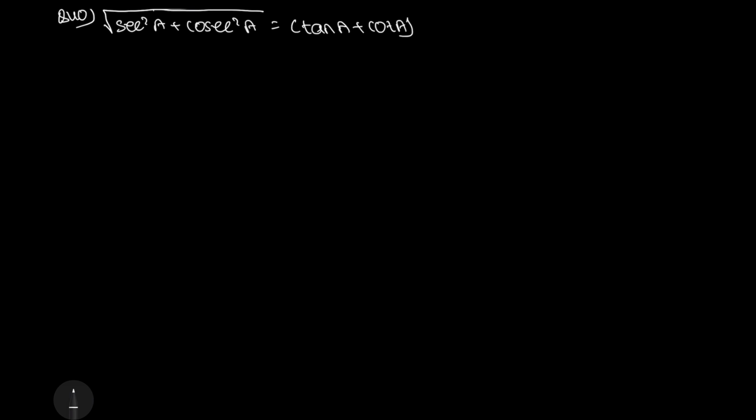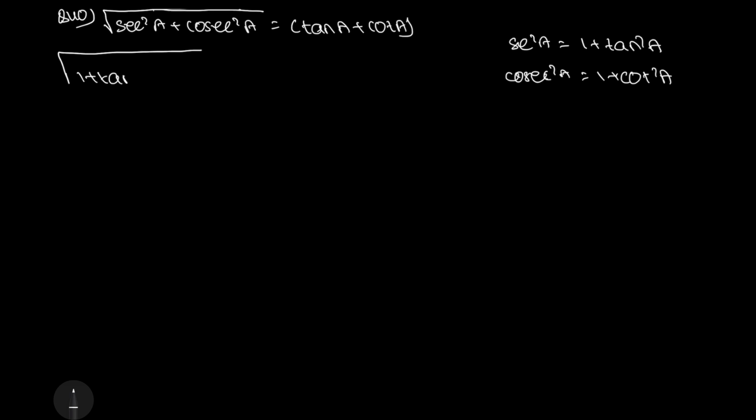Next, question number 40. In LHS we have the square root, and we know in order to remove the square root we need to have a square term. So we'll simplify this LHS. From our identities we can write secant square as 1 plus tan square, and cosecant square as 1 plus cot square. So replacing these two values, we'll get 1 plus tan square A, and 1 plus cot square A, right?